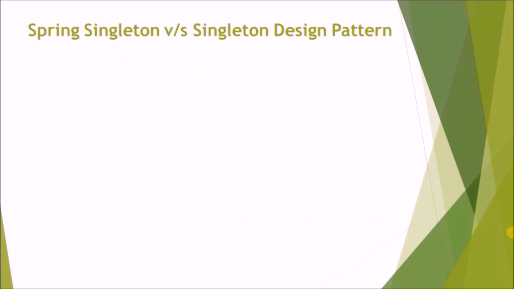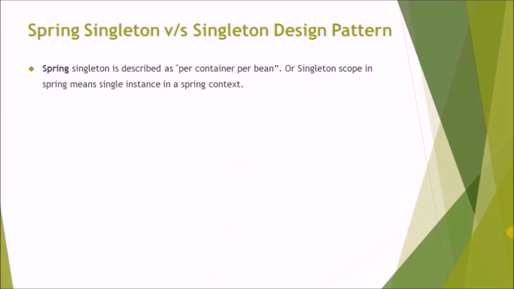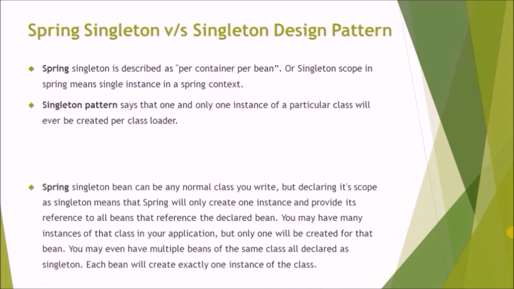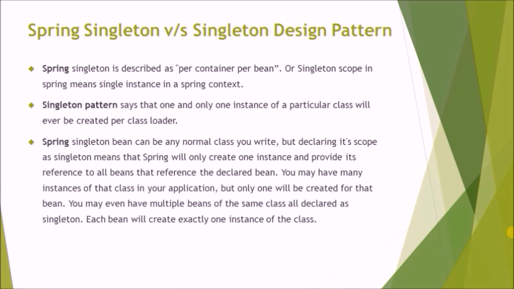Singleton versus Singleton design pattern. Spring Singleton is described as per container per bean, or Singleton scope in Spring means a single instance in a Spring context. Singleton pattern says that one and only one instance of a particular class will ever be created per class loader. A Spring Singleton bean can be any normal class you write, but declaring its scope as Singleton means that Spring will only create one instance and provide its reference to all beans that reference the declared bean. You may have many instances of that class in your application, but only one will be created for that bean.